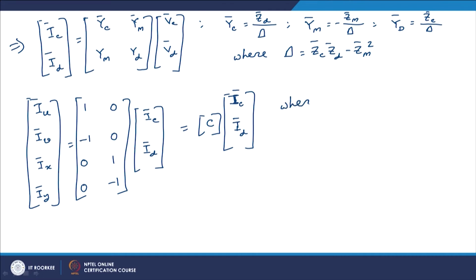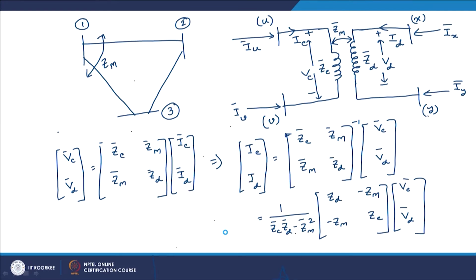Where matrix C is this matrix: 1 0 minus 1 0, 0 1 0 minus 1. Also, VC is equal to VU minus VV and VD is equal to Vx minus Vy.